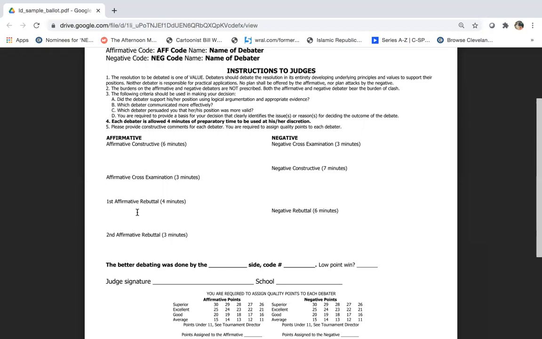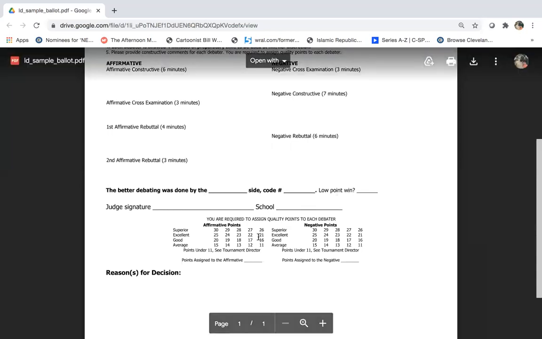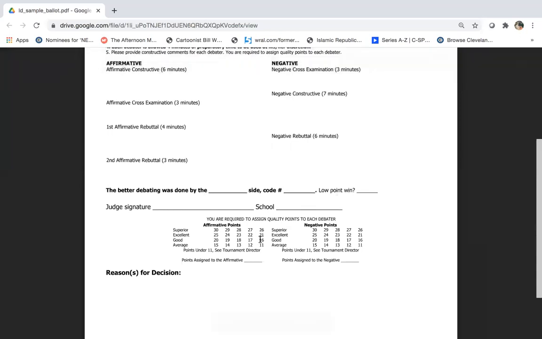And please remember, these students are volunteering on a Saturday to do this activity. So while you may need to give tips for improvement, they should always be worded in such a way so it's constructive rather than destructive of a student's self-esteem. Finally, at the end of the debate, you'll choose which side did the better debating. You'll list their code number. Ignore this. We do not give low point wins in Ohio. You'll sign the ballot. You'll say what school you're affiliated with, and then you'll give points.